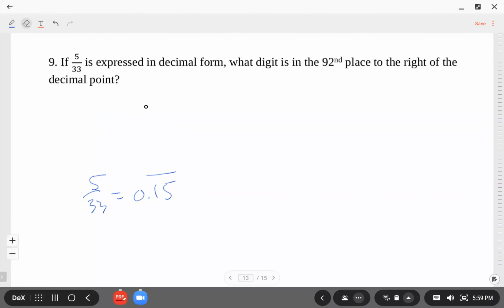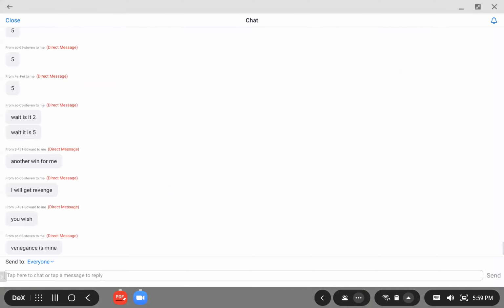And then, let's look at this. Okay, this is very interesting. To the right of the decimal point, if the place is an odd number, it's going to be 1. If the place is an even number, it's going to be 5. So what is 92? It's even, which means the answer is 5. The correct answer is 5. Congratulations to those who got the answer. Yes. Okay, any questions? No questions.